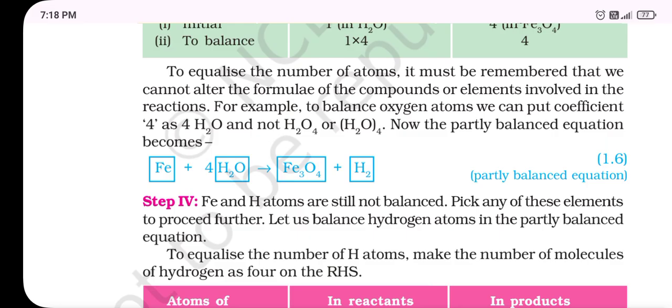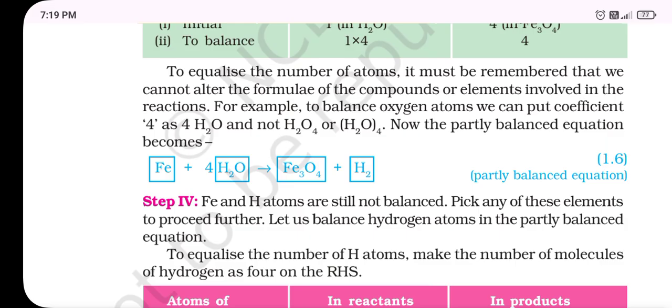Step 4. Fe and hydrogen atoms are still not balanced. Pick any of these elements to proceed further. Iron is 1 on the left side, iron is 3 on the right side, hydrogen is 8 on the left side, and hydrogen is just 2 on the right side. So we have to choose the one with the greater number of atoms to be balanced first. That makes it convenient to balance the chemical equation.